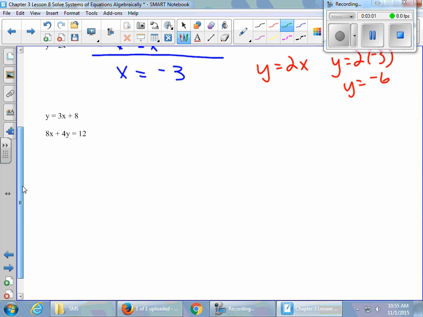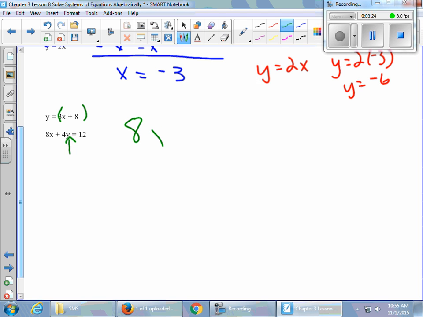Okay, now looking at this one, we have y equals 3x plus 8 and 8x plus 4y equals 12. If you have a choice, always take the one where y equals by itself. It makes it so much easier. Y equals 3x plus 8. That means in our next equation, we're going to take this y out right there, and we're going to plug in our 3x plus 8. So it's going to give us 8x plus 4 times the quantity 3x plus 8, now that the y is gone, equals 12.